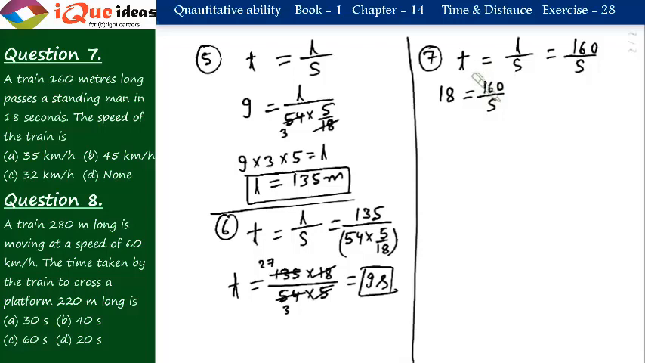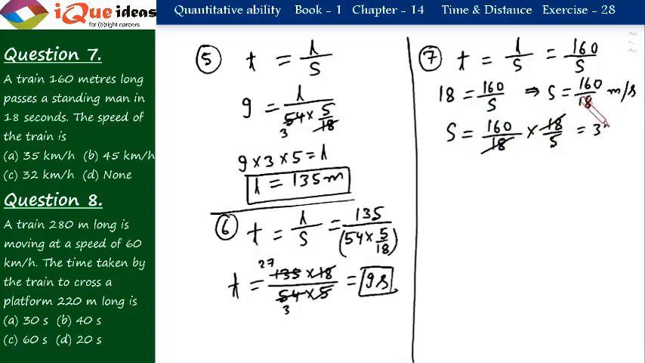Be careful that here, because 160 is in meters and 18 is in seconds, we'll get the speed S as 160 by 18 meter per second. But if I have to convert it into kilometer per hour, it will be 160 upon 18 into 18 by 5, since to convert from meter per second to kilometer per hour, we multiply by 18 by 5. So 18 and 18 cancel. 160 upon 5 is equal to 32 kilometers per hour.